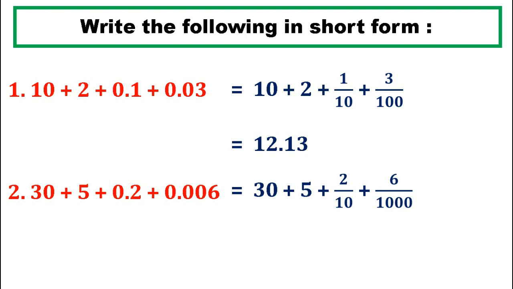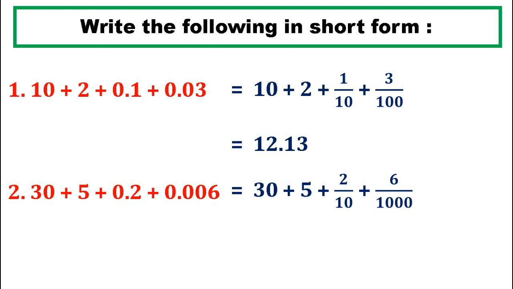Why 1000 and not 100? Because 0.006 has 3 digits after the decimal point. So since it has 3 digits after the decimal point, the denominator will have 3 zeros. Now we will have to write the short form.